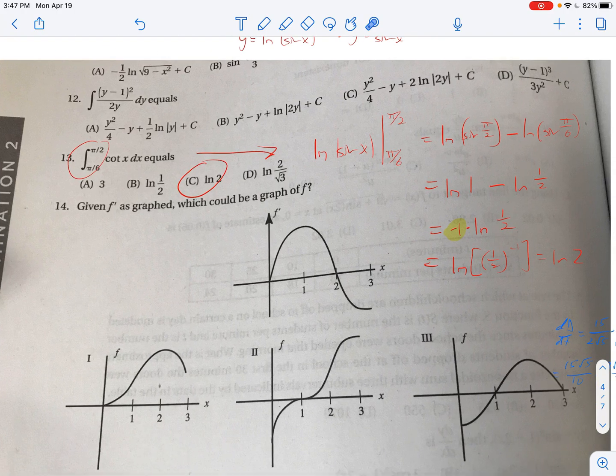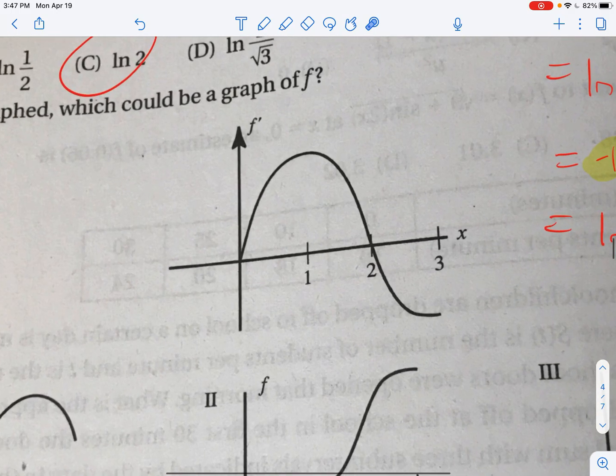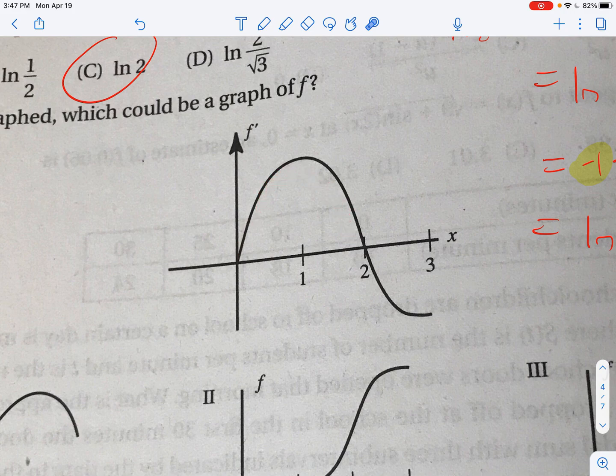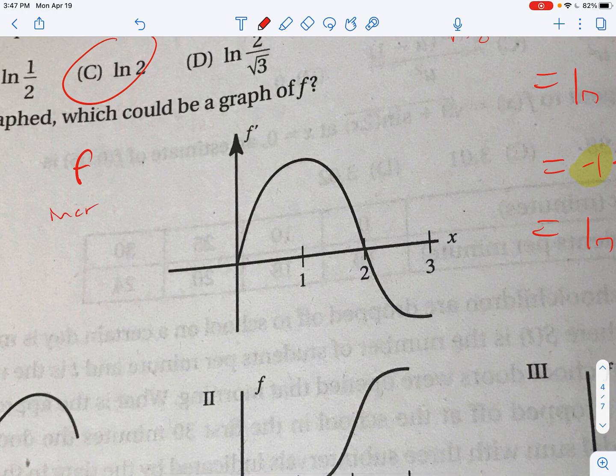Okay, number 14. This one is more conceptual. And I do feel like the actual AP emphasizes concept a little more than these Barron's books. So here's f prime. So let's just make some quick observations. F prime is positive between 0 and 2. So f, I recommend just thinking about f before you look at the choices. We know f is increasing on the interval from 0 to 2.